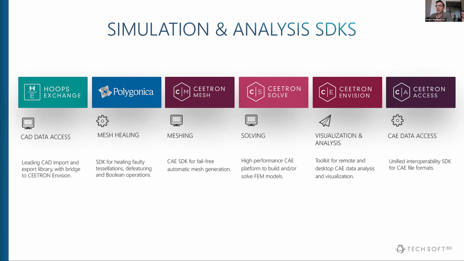Examples are the cutting planes, animations, plots, ISO surfaces, all the post-processing tools are built in with CEETRON Envision. Finally, all the feature set is available in Python. That's the automation side. You can automate post-processing with CEETRON Envision. And finally, CEETRON Access, sort of the CAE twin of Hoops Exchange, reading and writing 30 plus formats, standards, Nastran, OpenFOAM, Fluent, ANSYS, et cetera, Abaqus.